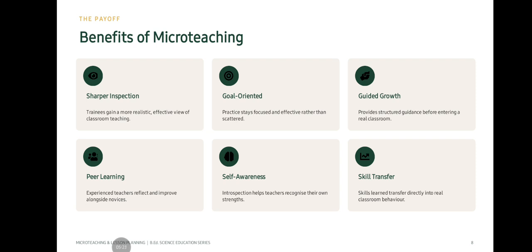Benefits of micro teaching. Sharper perception. Trainees gain a more realistic, effective view of classroom teaching. Goal oriented. Practice stays focused and effective rather than scattered. Guided growth provides structured guidance before entering a real classroom. Peer learning. Experienced teachers reflect and improve alongside novices. Self-awareness. Introspection helps teachers recognize their own strengths. Skill transfer. Skills learned transfer directly into real classroom behavior.